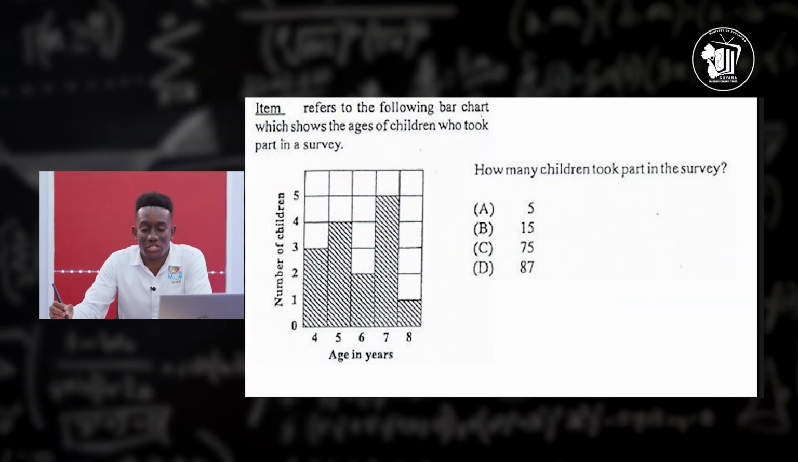So let's go. The next question says, the item refers to the following bar chart, which shows the ages of children who took part in a survey. The question is, how many children took part in the survey? So what we need to do is find the number of children for each age. You have the age at the bottom here, and at the side you have the number of children. So for age 4, we had 3 students.